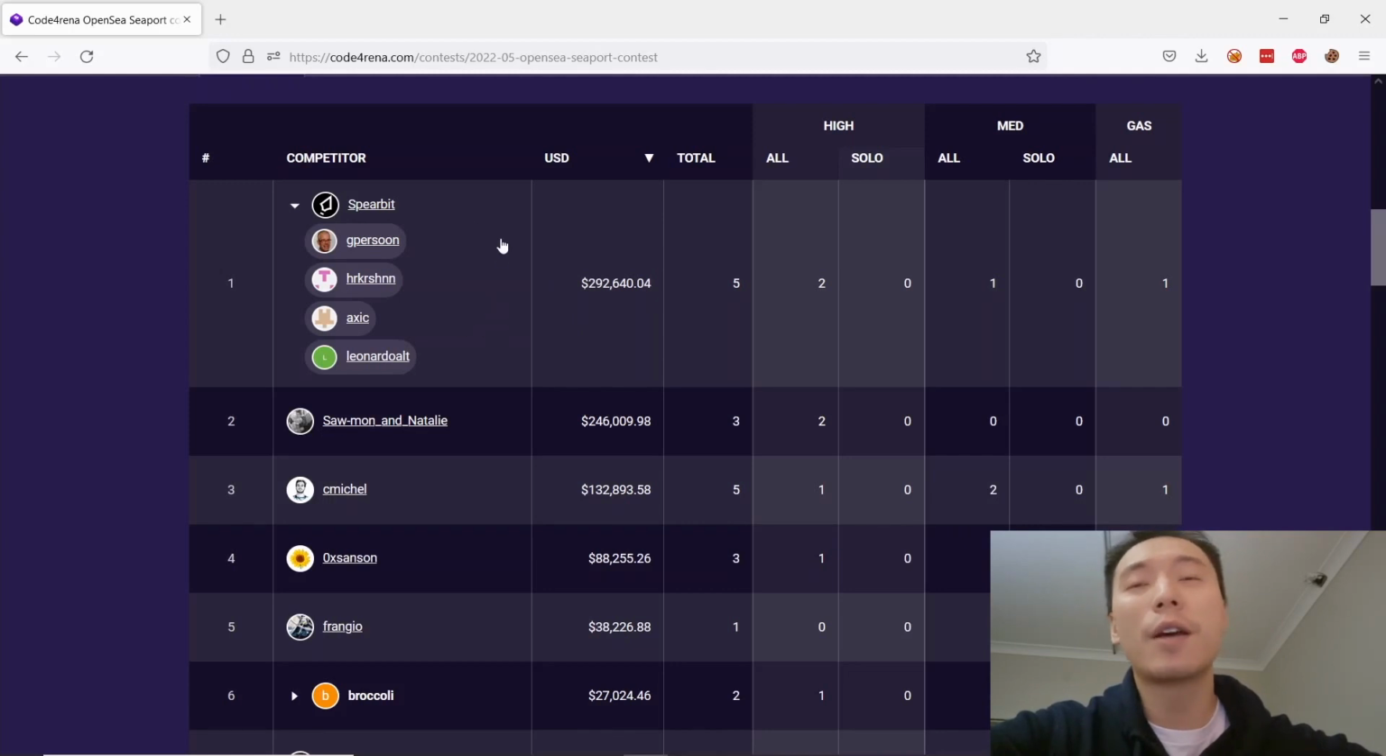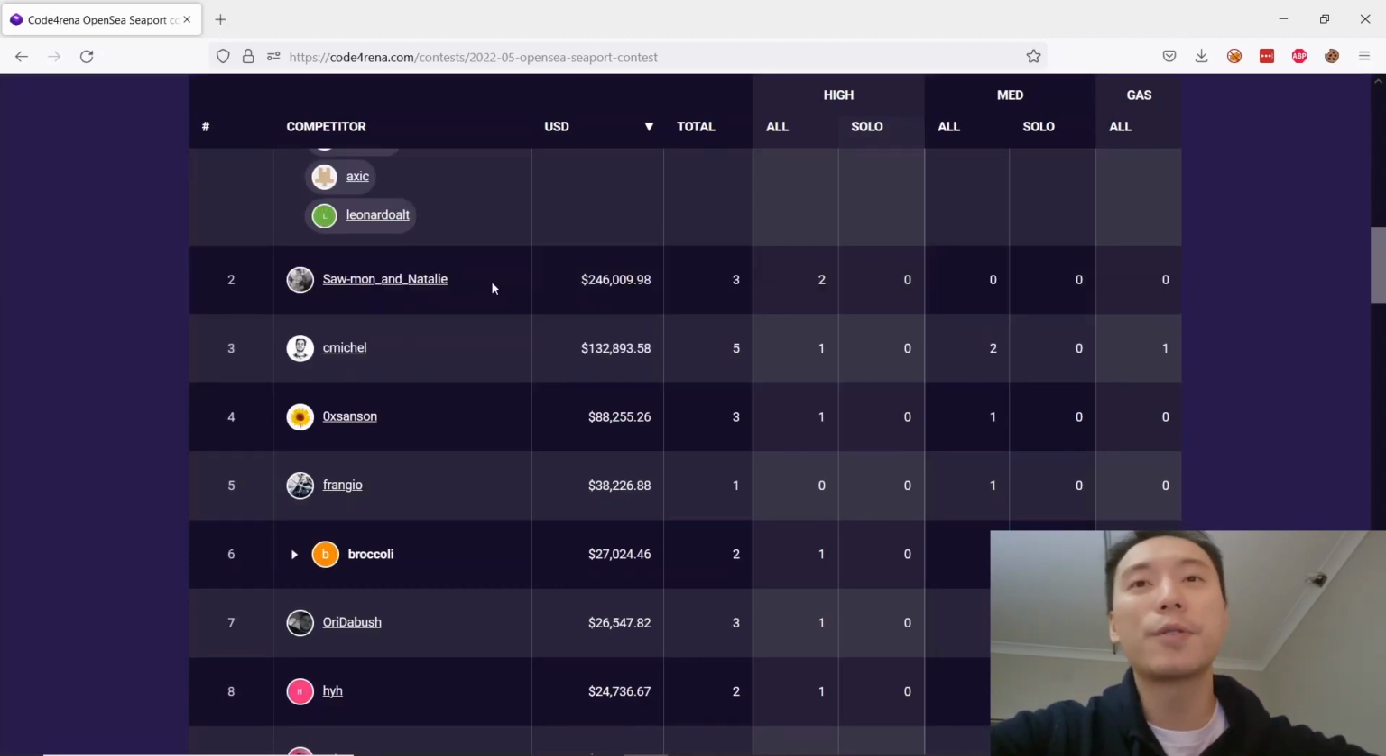This was actually when I noticed Sparebit was a DAO, sort of like Code Arena, where they do audits for smart contracts. But for Sparebit there's an application process where you have to apply and be accepted into the DAO to be able to join, whereas with Code Arena you pretty much just sign up with a Discord name, get registered, and you can join in these audit contests.